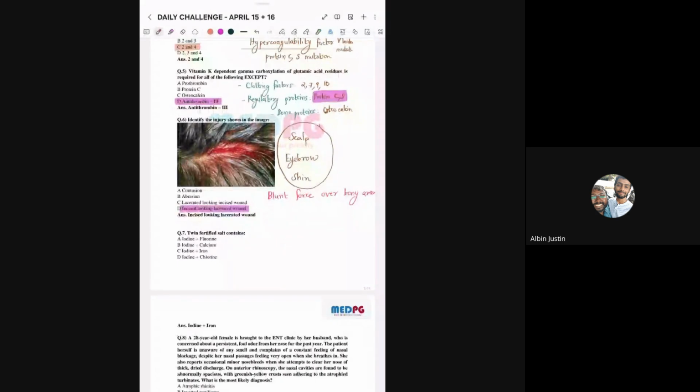Now, question number 7. Twin fortified salt contains, it is just a fact-based question. It is iron plus iodine. Iodized salt with iron fortification. This twin fortified salt, why? Because it prevents goiter as well as iron deficiency anemia. So this is also used in midday meal program.